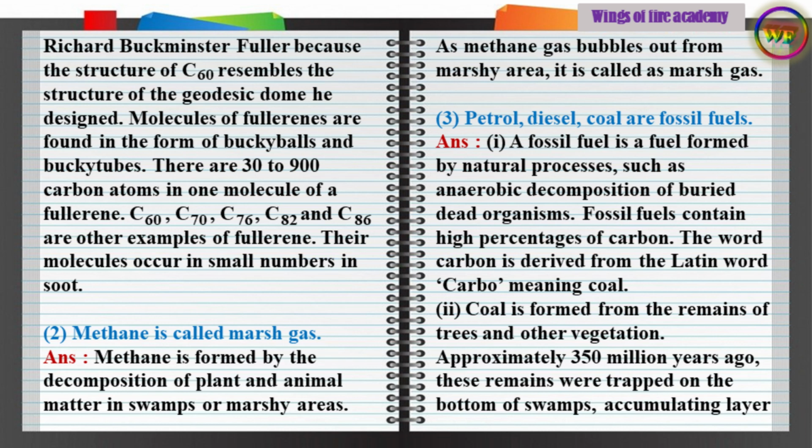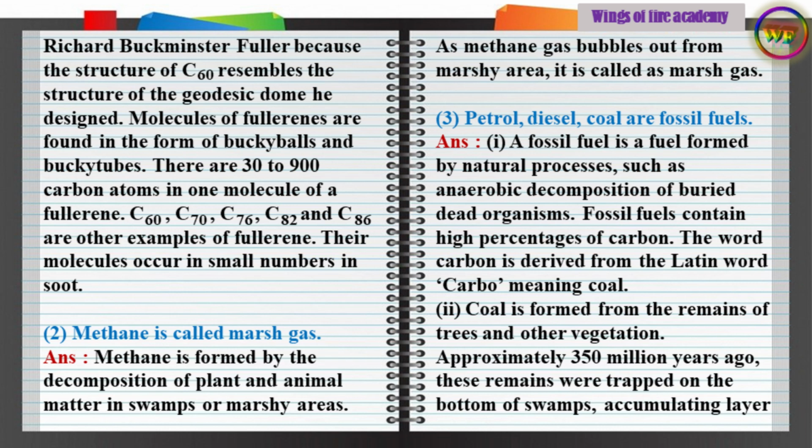Molecules of fullerenes are found in the form of buckyballs and buckytubes. There are 30 to 900 carbon atoms in one molecule of a fullerene. C60, C70, C76, C82 and C86 are other examples of fullerene. Their molecules occur in small numbers in soot.